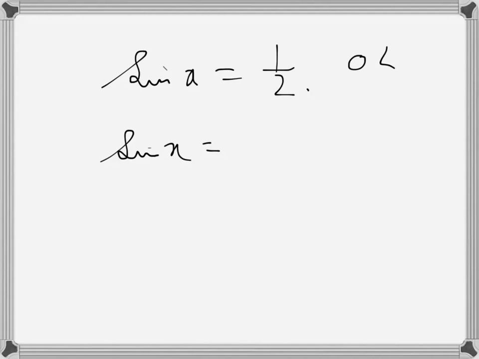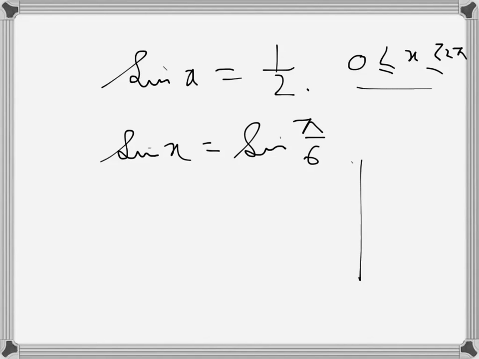Let's say a trigonometric problem: sine x is equal to half. We need to find the solution. So we can say sine x is equal to, within the range of say 0 to 2 pi, sine pi by 6.